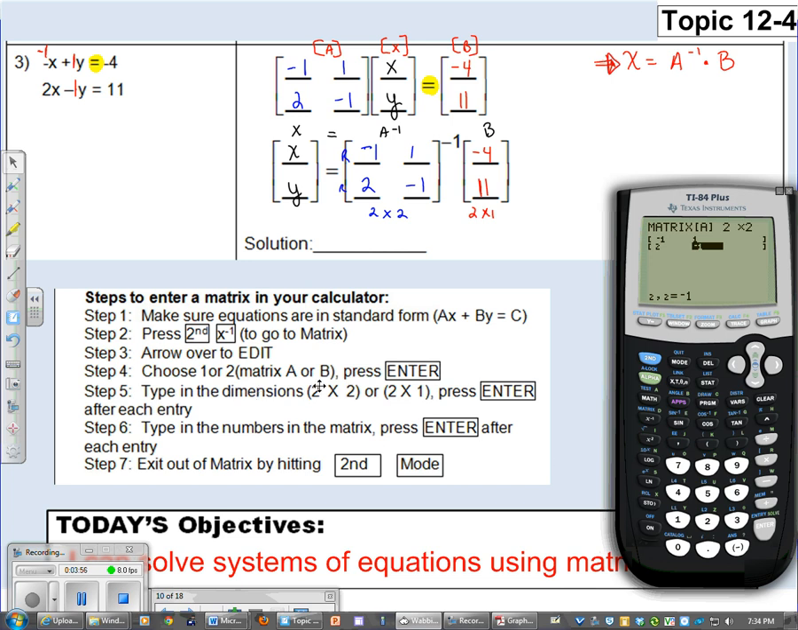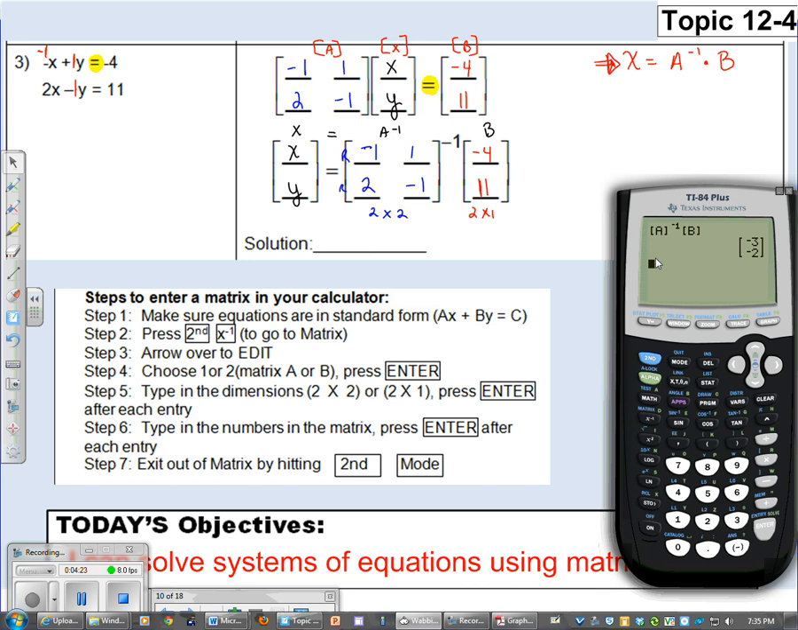Now we have to go to matrix B. So again, we're going to hit second and then the x to the -1. And now I want to edit matrix B, which is number 2. It is a 2 by 1. We do not have to change the dimensions. However, we do need to change the numbers. So -4, press enter, and then 11, press enter. Now we're going to exit out by hitting second mode.